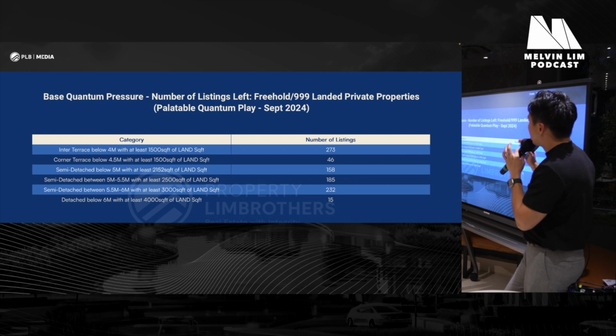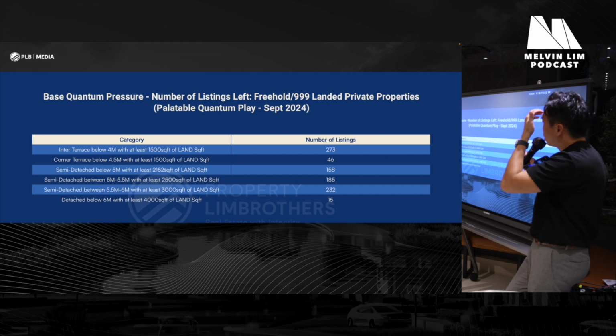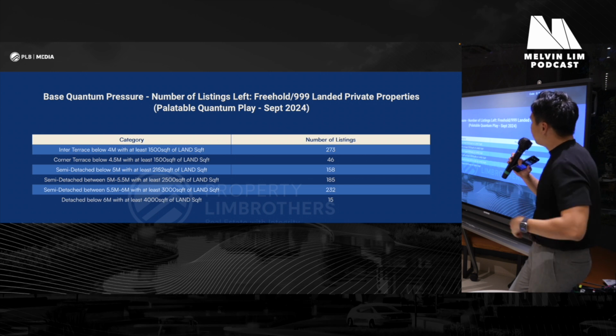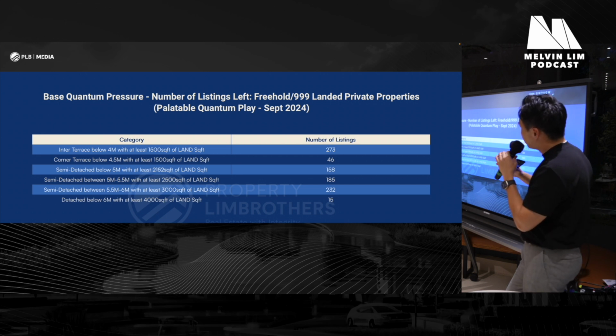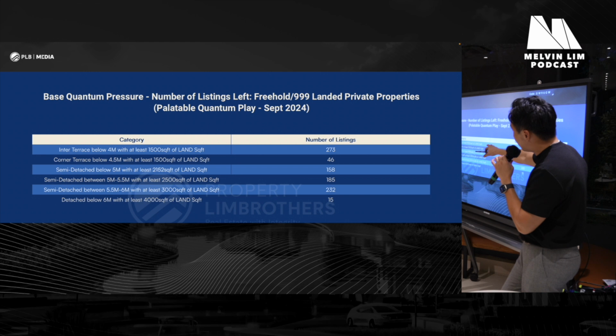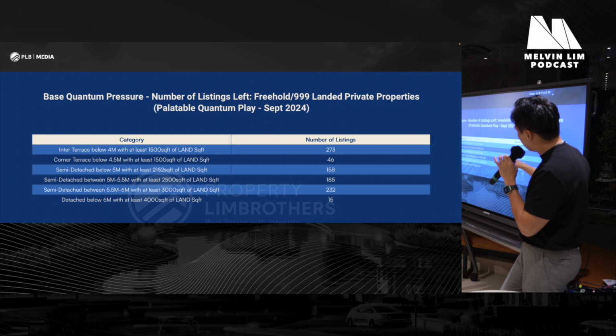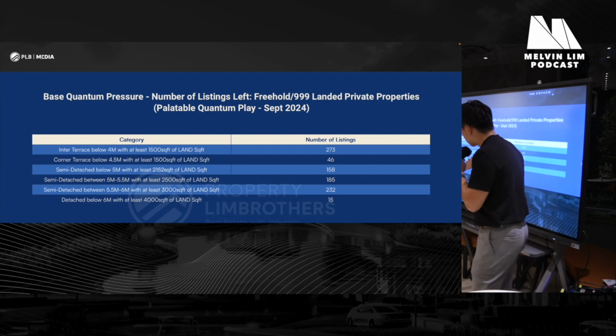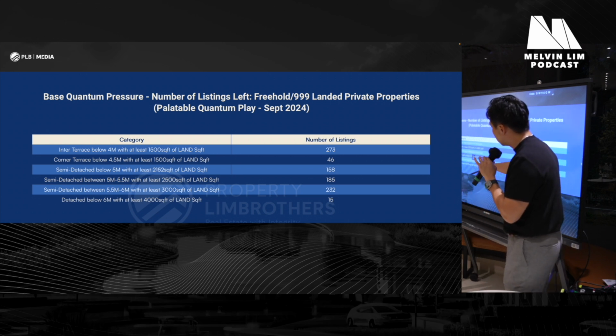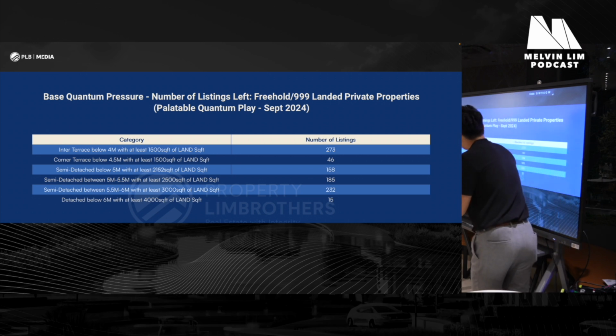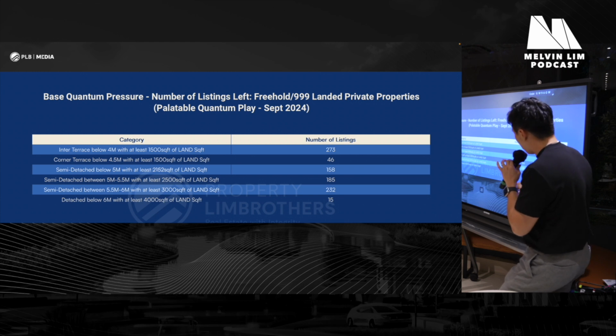And this is what we call the base quantum pressure observation. The number of listings left at $4 million and below is about 273 listings in the whole island with at least 1,005 square feet of land. Corner terrace, they are only left with 46 listings if it's below 4.5 million. Semi-D is about 158 listings below 5 mil. And when we look at a bigger land plot size for semi-D, that is about $5 million. Basically, that is about 185 listings, so on and so forth.